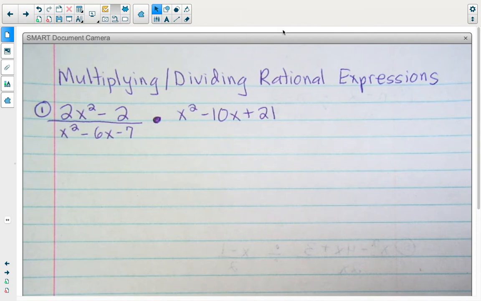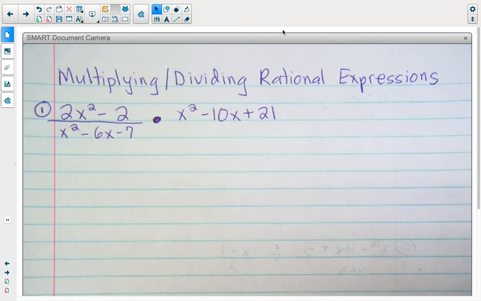There will come a point where it turns into just like we did yesterday, which is always a great thing, that we can just build off of things we already know how to do. So it's still going to be a lot of factoring involved with this. So we're going to do a few multiplying examples and a few dividing examples.